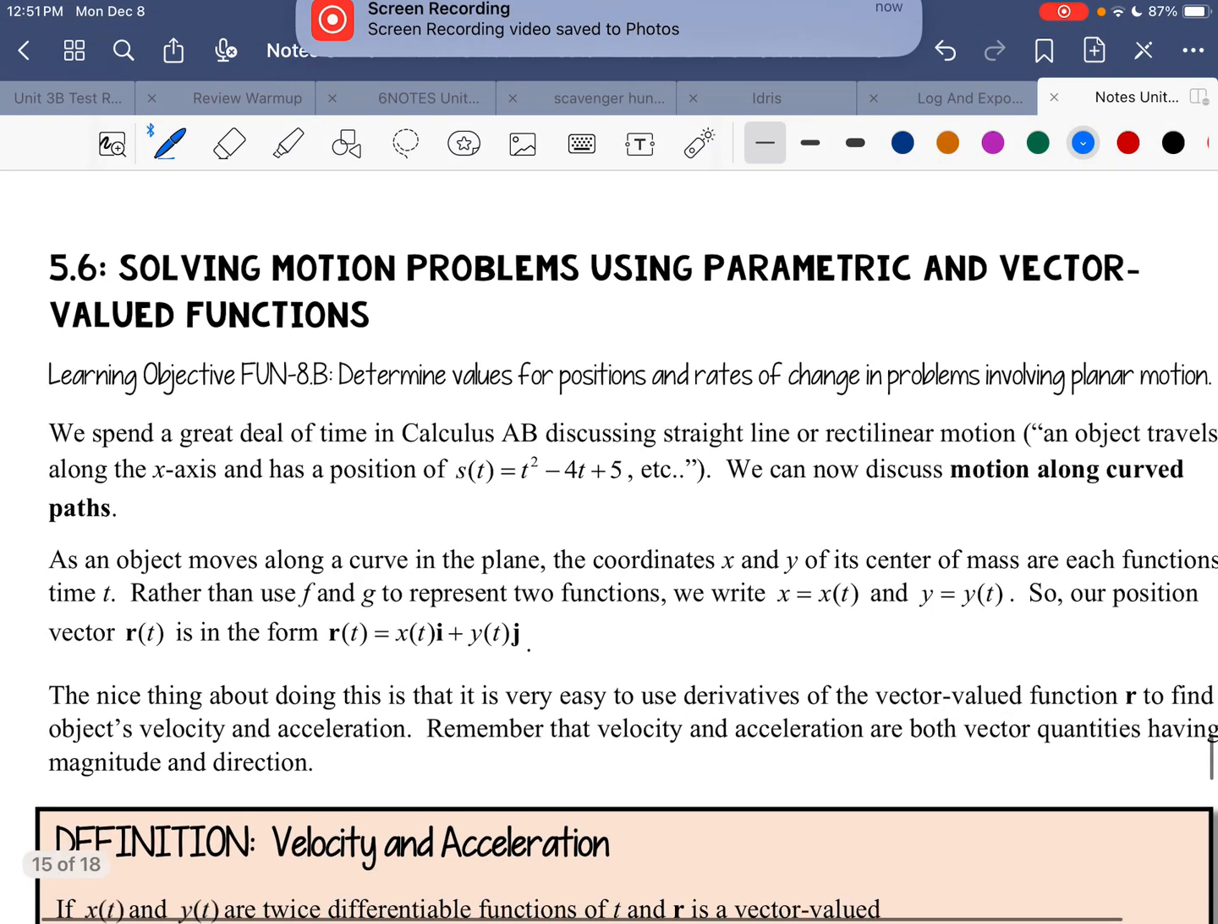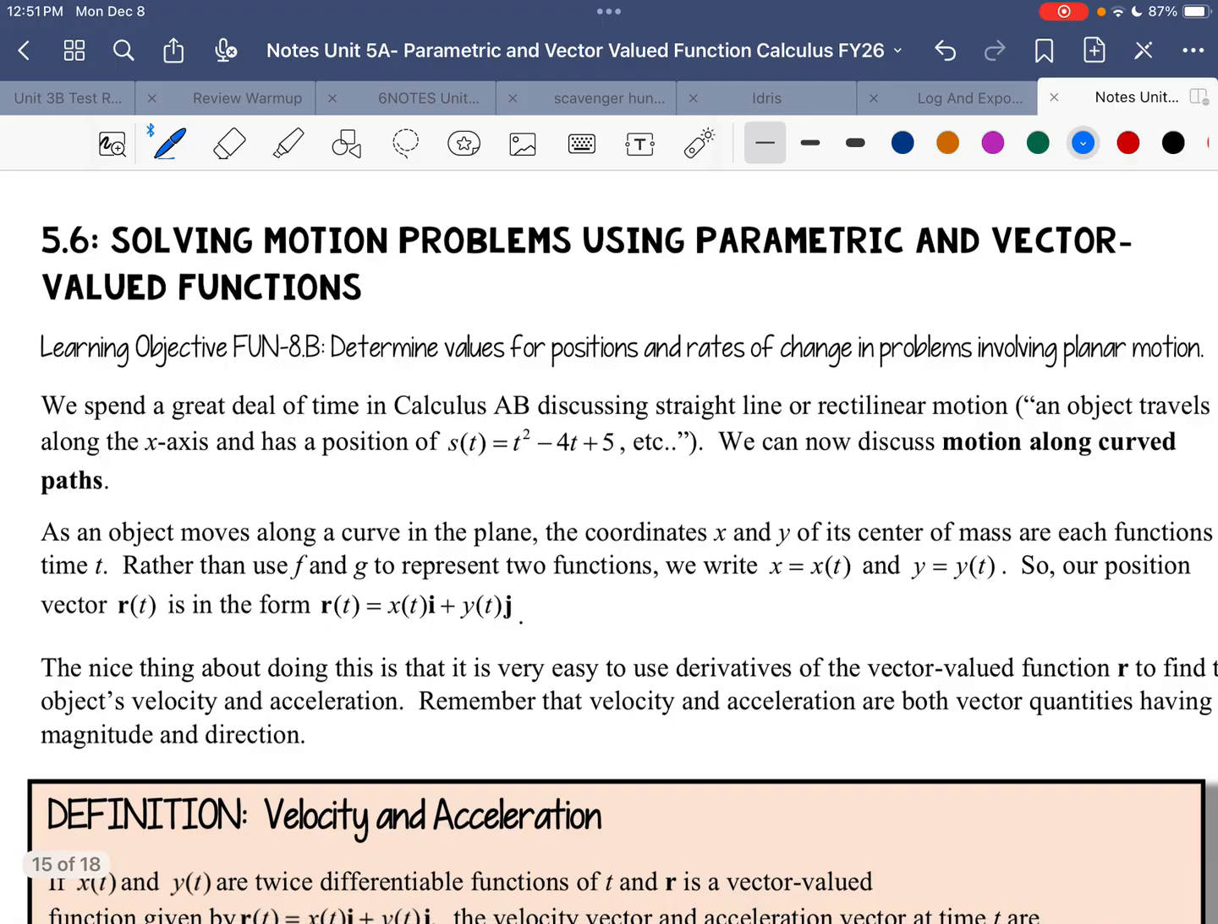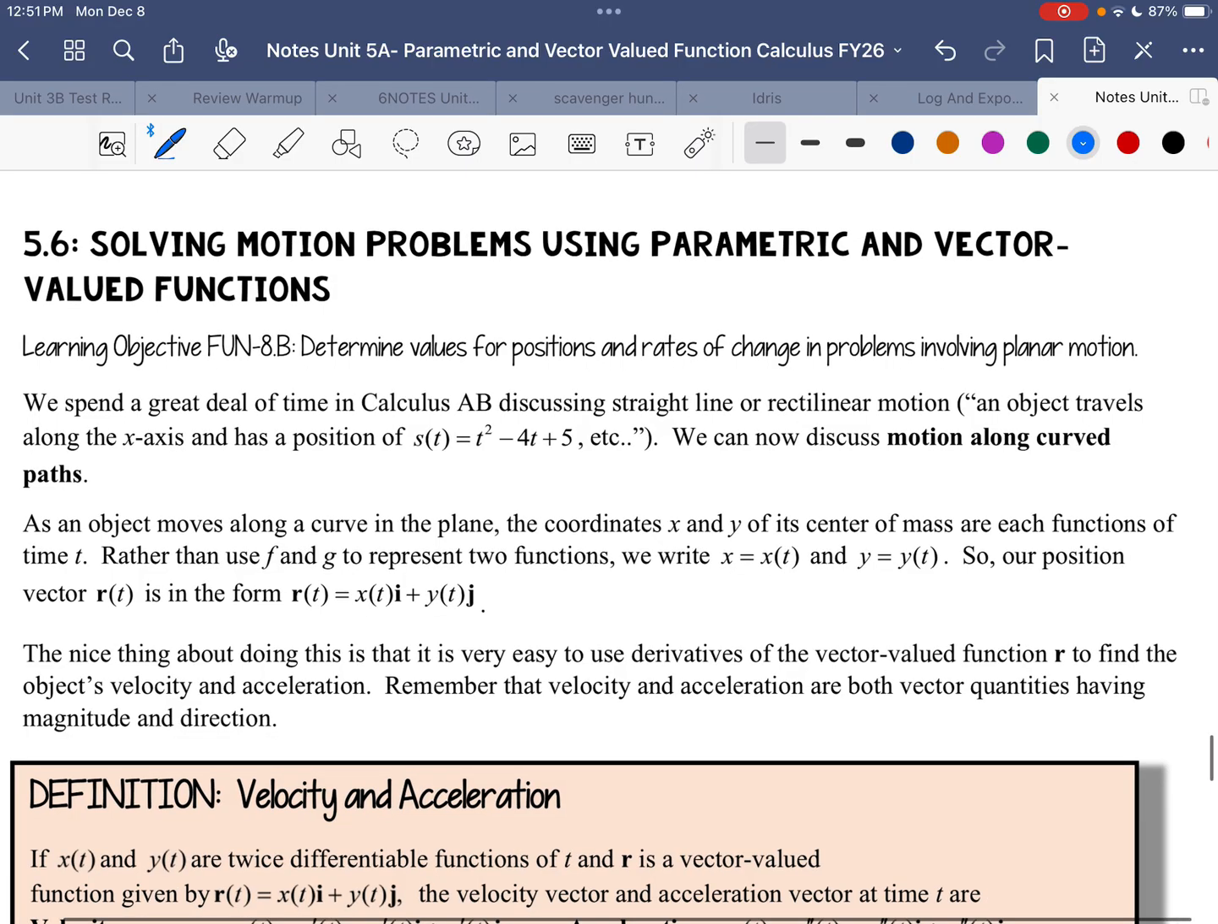Okay, so 5.6 is solving motion problems with parametric and vector valued functions. Back in Calc AB, you did discuss straight line motion or moving along some kind of curve. Now we're going to be discussing the motion along curved paths. It's basically the same thing you did in AB, but now you can more broadly discuss the path of an object.